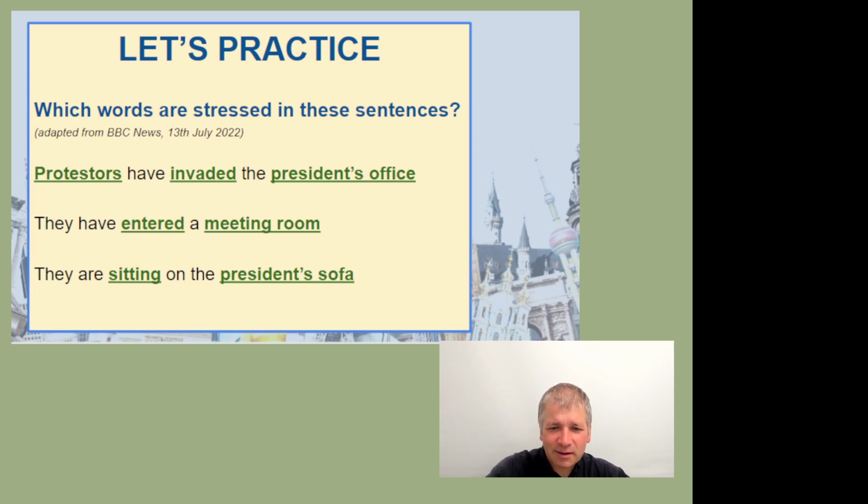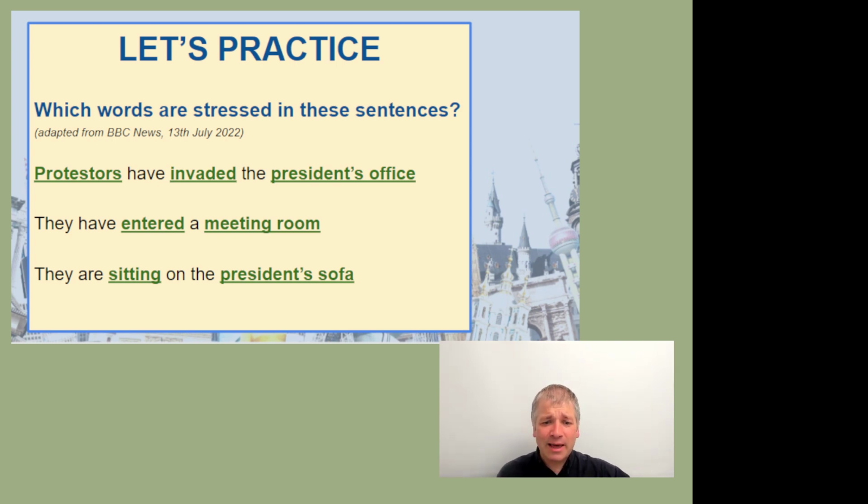Protesters. Let's just get to the right place on my screen. So, protesters have invaded the president's office. They have entered a meeting room. They are sitting on the president's sofa. So the words in green that are underlined are the words that we would stress.